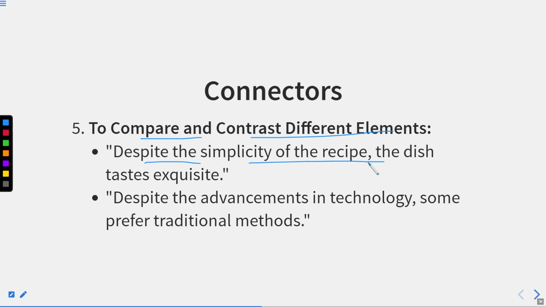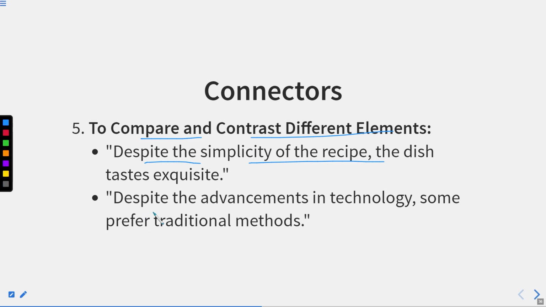Despite the simplicity of the recipe, the dish tastes exquisite. Despite the simplicity of the recipe means the recipe was really very simple. Still, the taste was exquisite, it means it was really scrumptious. The dish was really delicious.